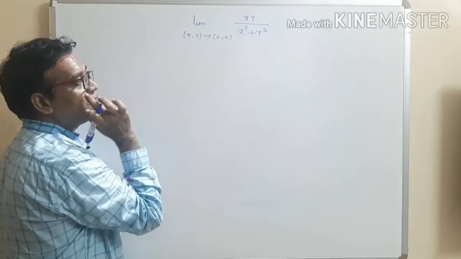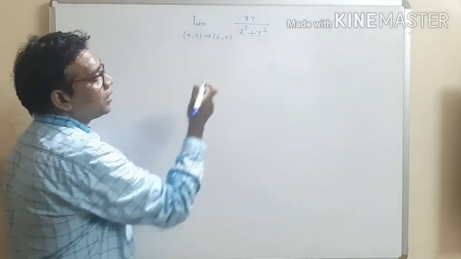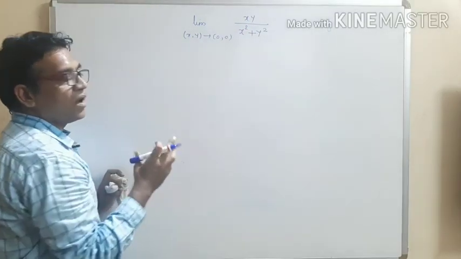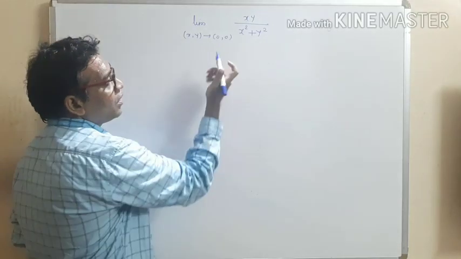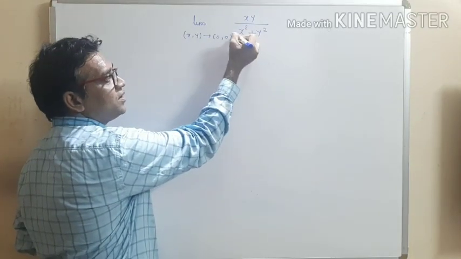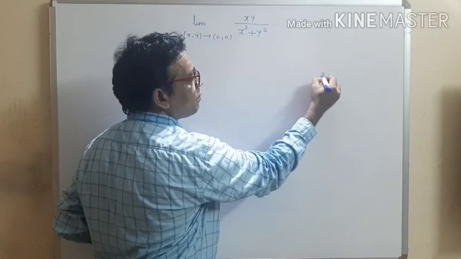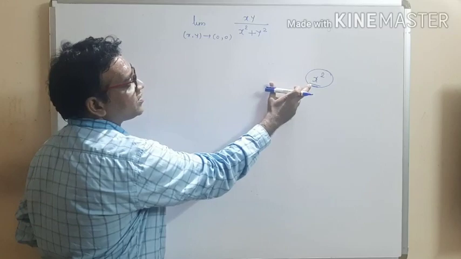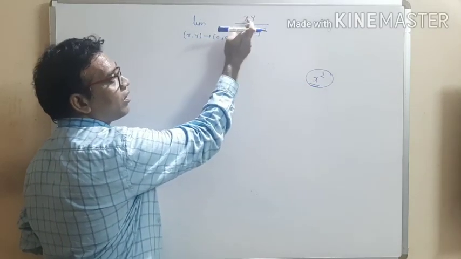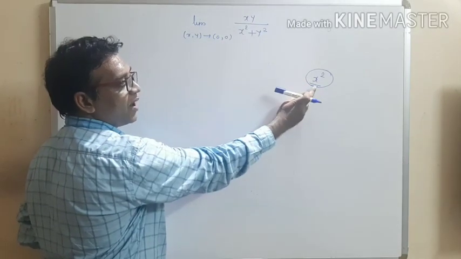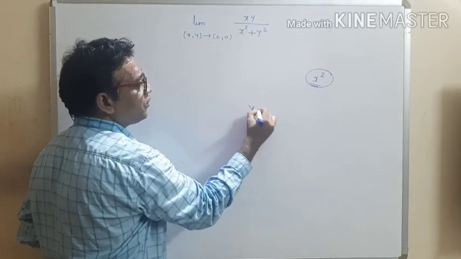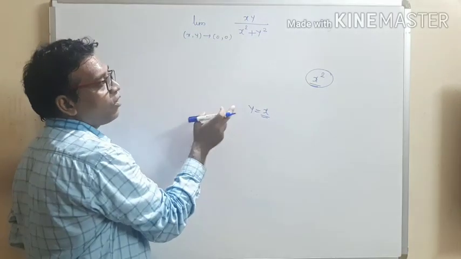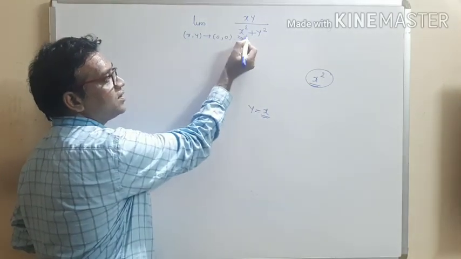Now how to find out the third path? Now see, find out the maximum power for x in the denominator. How to find out the third path? Find out the maximum power for x in the denominator. x square is the maximum power for x in the denominator. So adjust this x square in the numerator. Now already there is x and we require here x square. That means we have to take the path y equal to x. How to get the third path? First of all, find out the maximum power for x in the denominator.